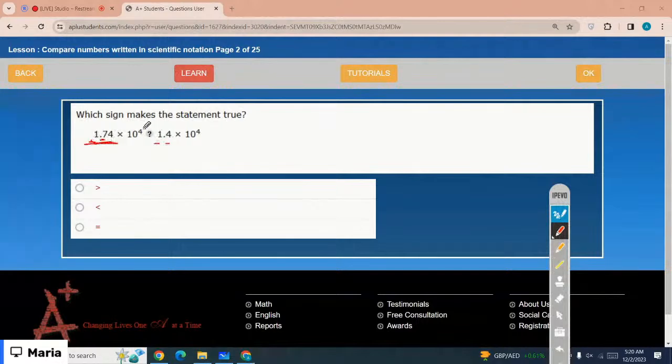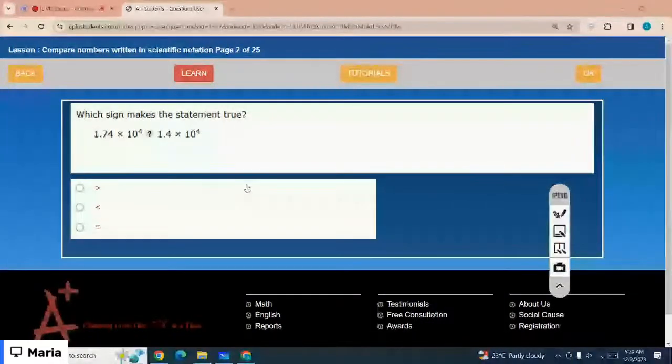Now let's look at their exponents. Here you have 4, here you have 4. So exponents are same, right? That means 1.74 is, yes, that is greater than 1.4.